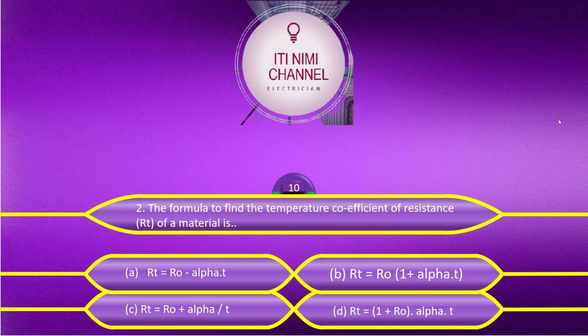The formula to find the temperature coefficient of resistance of a material is: option A, RT equals R naught minus alpha naught T. Option B, RT equals R naught into 1 plus alpha naught T. Option C, RT equals R naught plus alpha naught divided by T. Option D, RT equals 1 plus R naught into alpha naught into T. The answer is RT equals R naught into 1 plus alpha naught T. This is the answer.